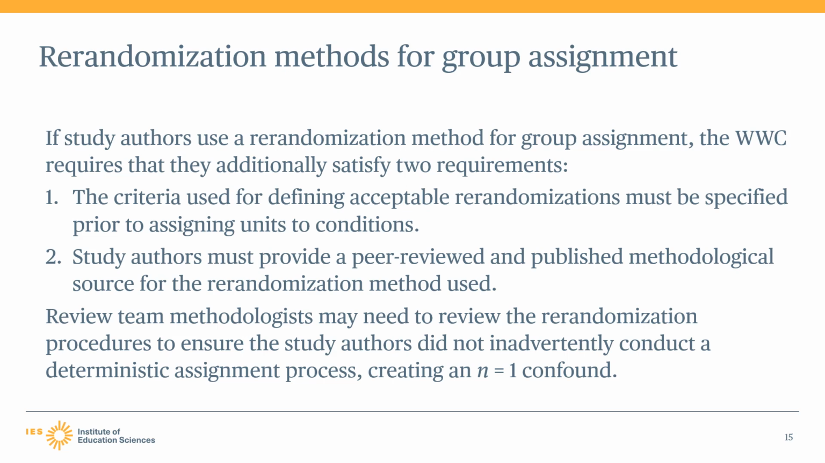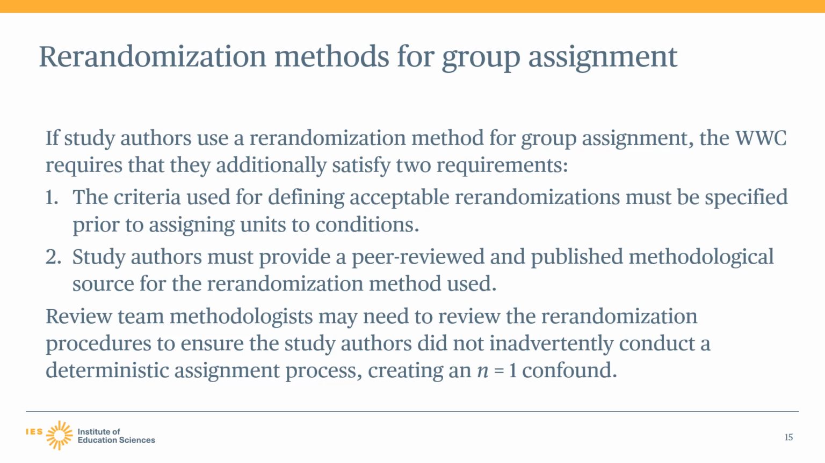When authors use re-randomization, they will check the comparison and intervention groups for balance on baseline characteristics. If the groups are not similar enough on those baseline characteristics, the authors will start over and randomize units into groups until they achieve their desired balance. If the study authors use a re-randomization method for group assignment, then the WWC has 2 additional requirements that must be satisfied.